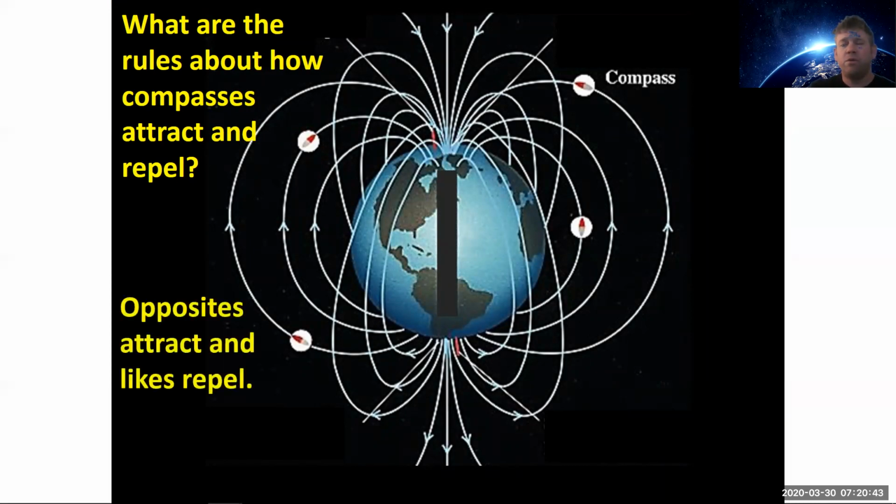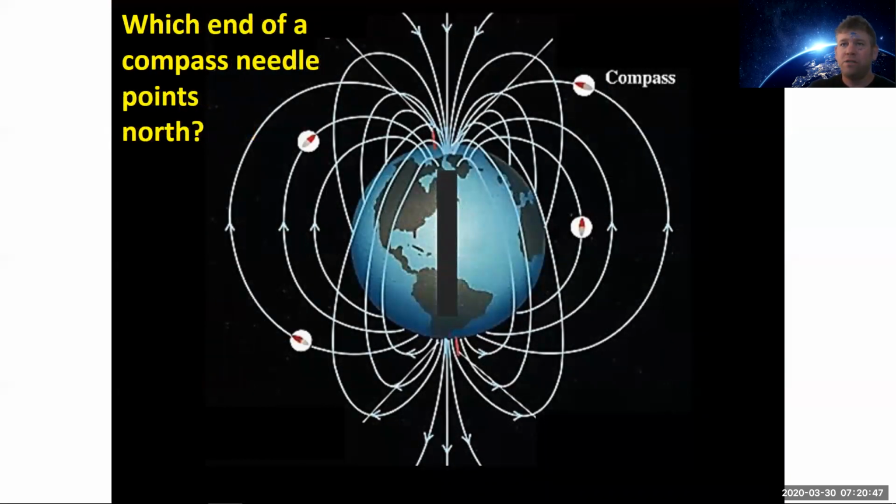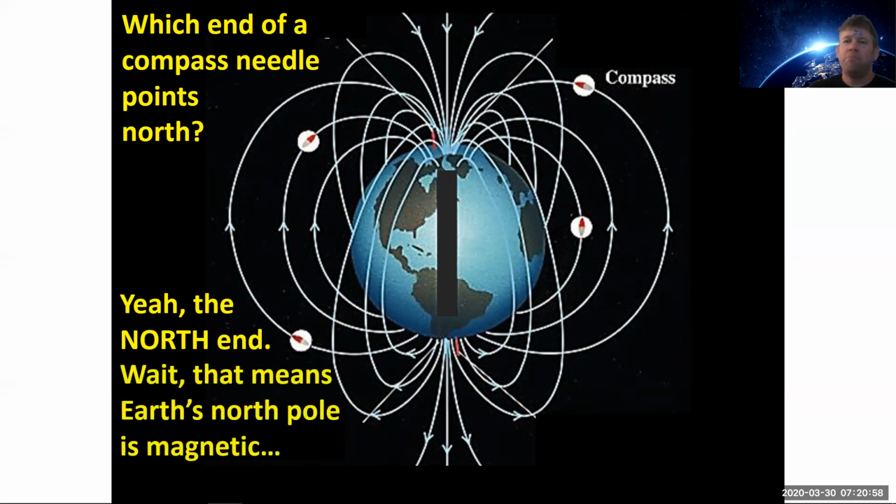Okay. So since opposites attract and likes repel, which end of the compass needle points north? Yeah, it should be the north end, right? And again, that's going to give us that north direction that we have. But that means something's different. Because if you look at this model of the Earth right here, it means that that compass is pointing north, but it's pointing towards our North Pole, which can't happen.